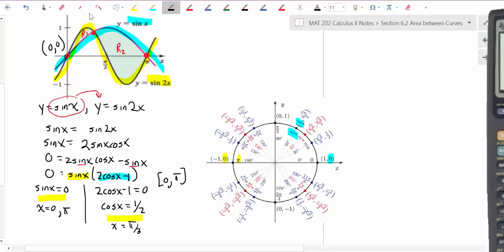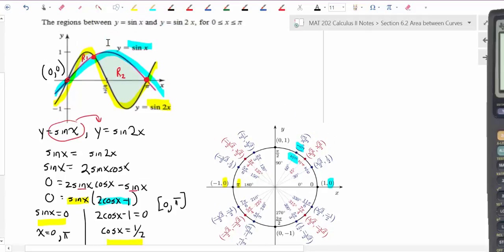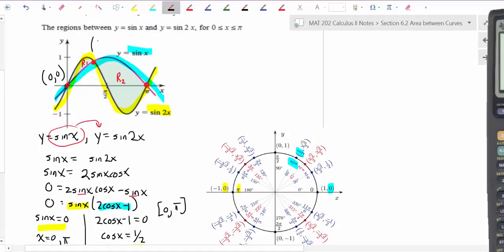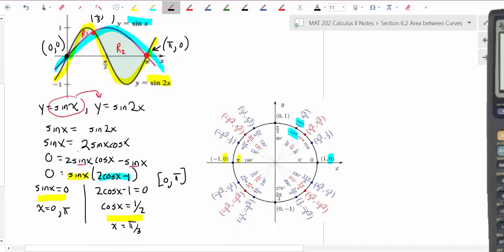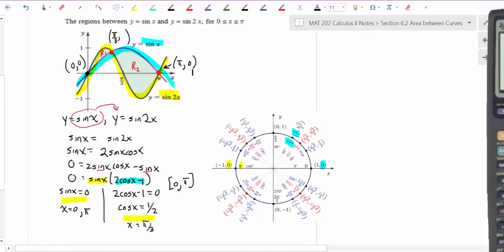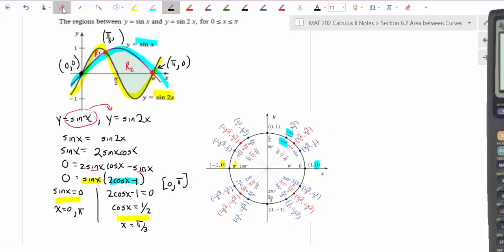So I'm going to just sketch in this intersection point right here, which is going to be pi over 3. It doesn't really matter what that y value is. And this intersection point right here is going to be (pi, 0). So by solving the trig equation, we've got those intersection points. That's stage 1, being sure that you can effectively do those things.